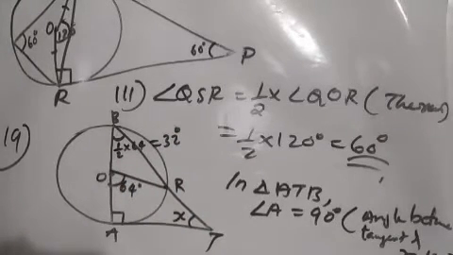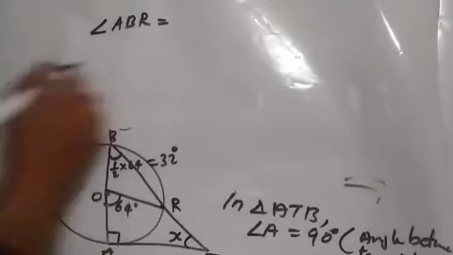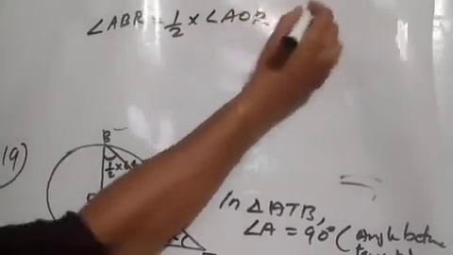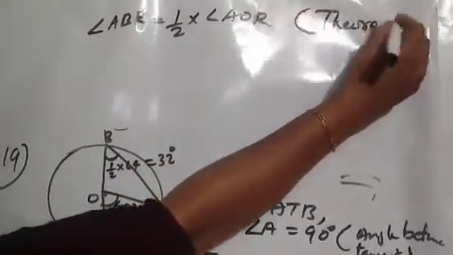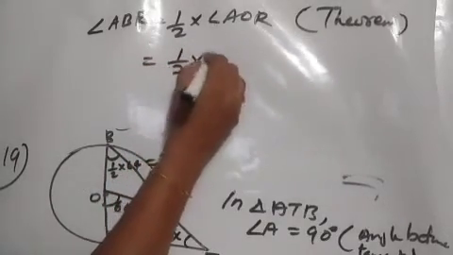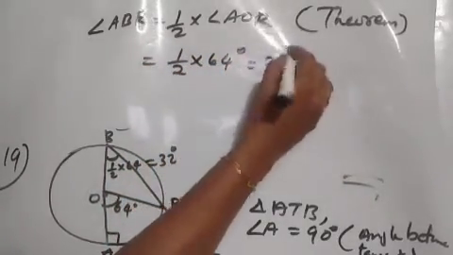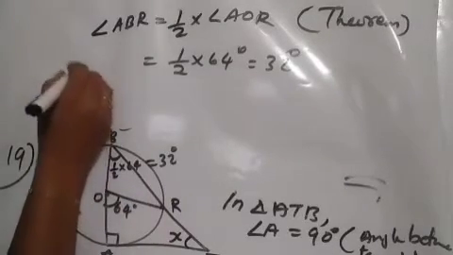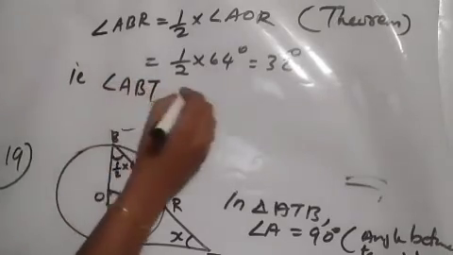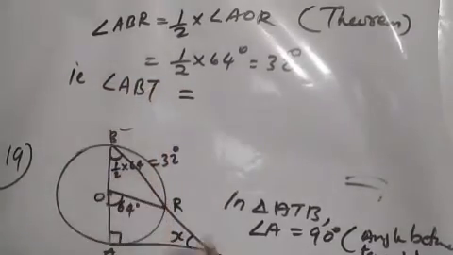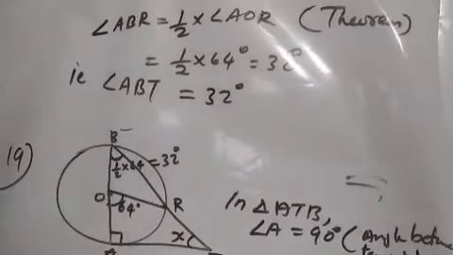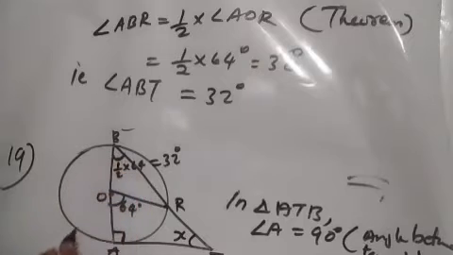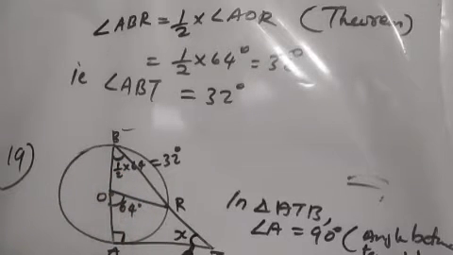So write that reason. Angle ABR is half of angle AOR by the theorem. You should write the statement, okay? Half of 64 degrees, that is 32 degrees. Actually, ABR means ABT itself, no? That is angle ABT, since T and R are in the same line, 32 degrees. So we know that angle A is 90 degrees, angle B is 32 degrees. Then it is easy to calculate the third angle in the triangle, no?